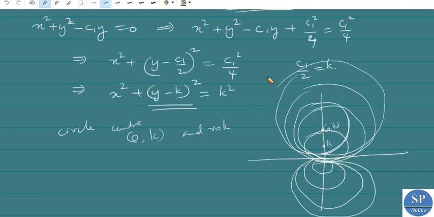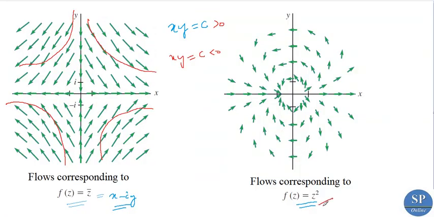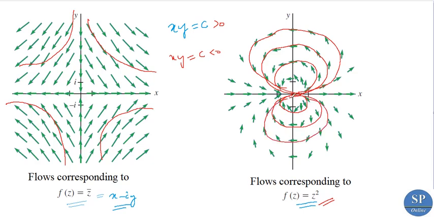So these are the streamlines. In this case, we got the streamlines as circles with the center on the y-axis and passing through the origin. So we'll have it like this. This was the flow. So the circles will be like this, our flow will be this, and these are the streamlines.